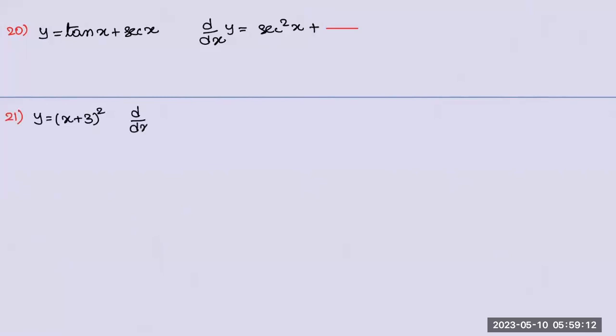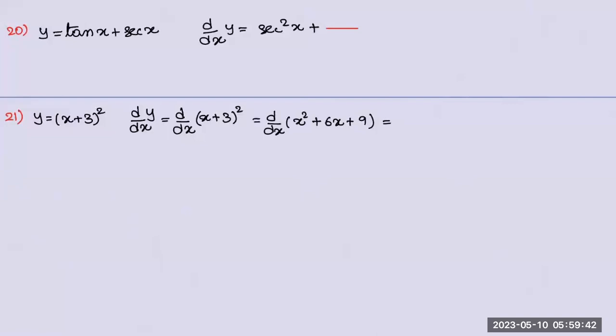dy by dx is equal to d by dx of (x plus 3) whole square, right? How to deal with it? We can do one thing: use the (a plus b) whole square formula. d by dx of a square plus 2ab plus b square. Right. Now differentiate.